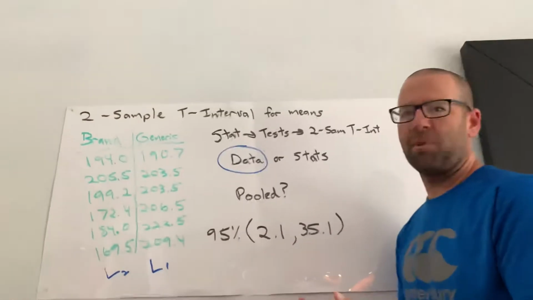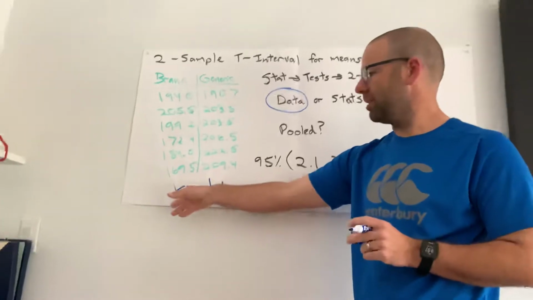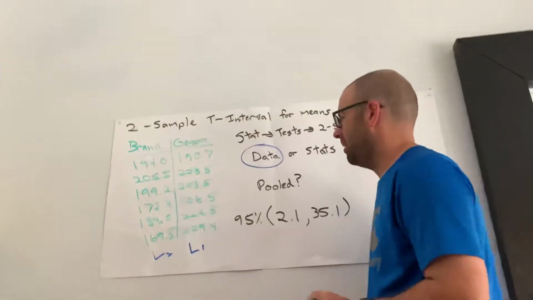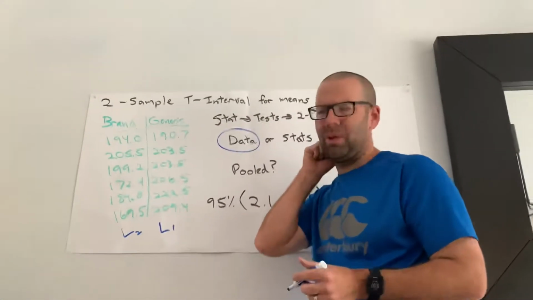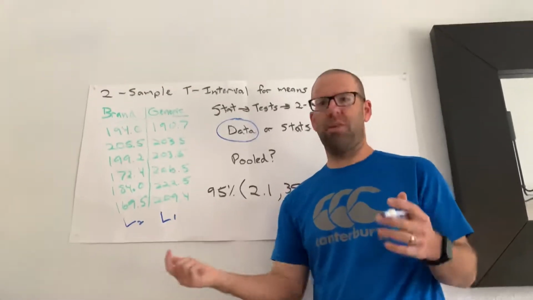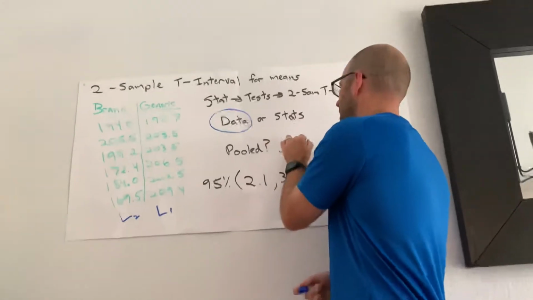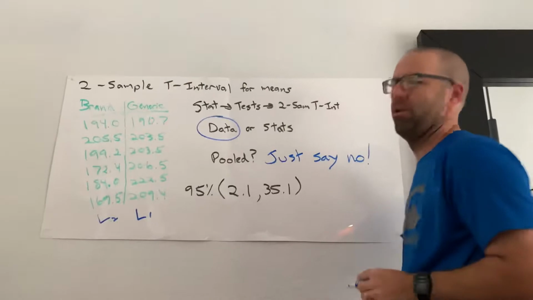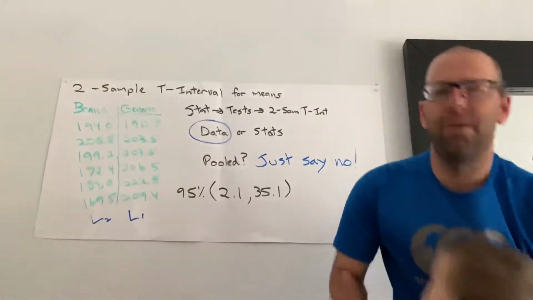Everything else is pretty similar to what we've done before, right? So our list 1 is in L1, our list 2 is in L2. The frequencies just need to be 1 and 1. But then we got this new thing called pooled. Are we supposed to pool the data? When it comes to pooled, and you're like, what should I do? Should I pool? Should I not pool? Think about drugs and just say no. Okay. Just say no.